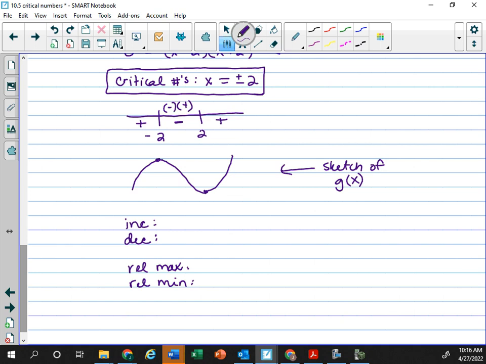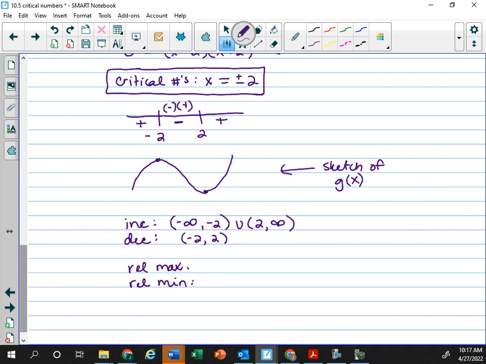With that, you always use parentheses. So negative infinity to negative 2, and then again 2 to infinity. What would you tell me for decreasing? Negative 2 to 2. Good. And again, always parentheses when you're doing the increasing and decreasing, because at the point of negative 2 or 2, it's not doing either. It's changing direction, so just use parentheses.